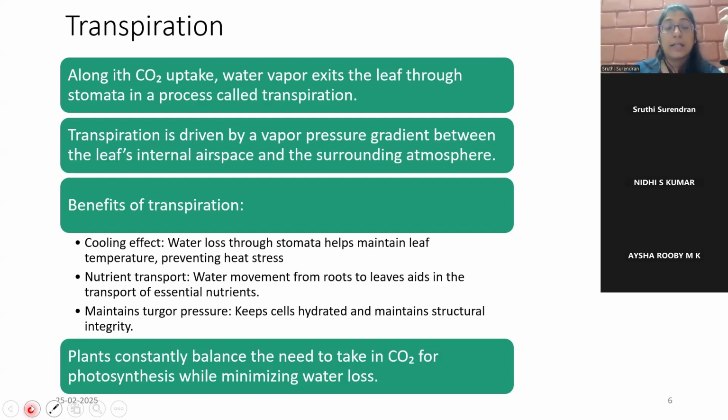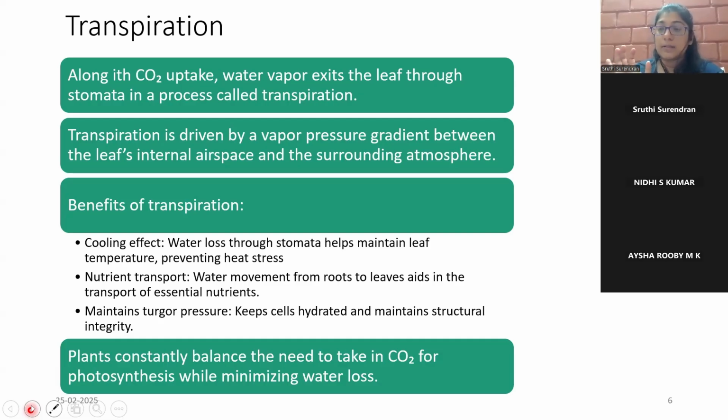And then it is helping in maintaining the turgor pressure, which is basically keeping cells hydrated. Turgor pressure is nothing but the pressure exerted by the water inside the cell against the cell wall, pushing it outward. So the cells are all filled with water, and they are hydrated. So these are some broad benefits of transpiration.